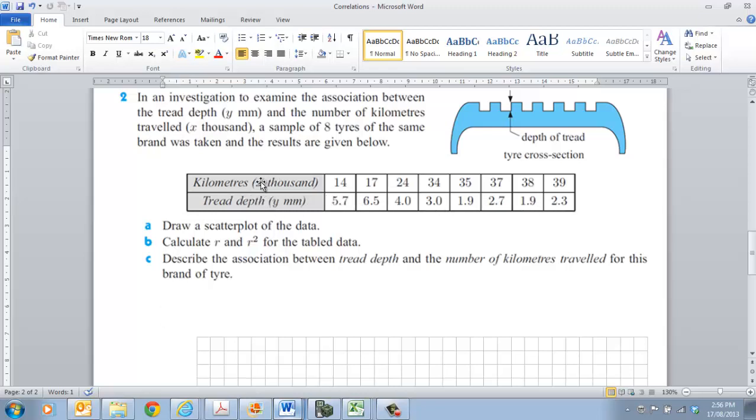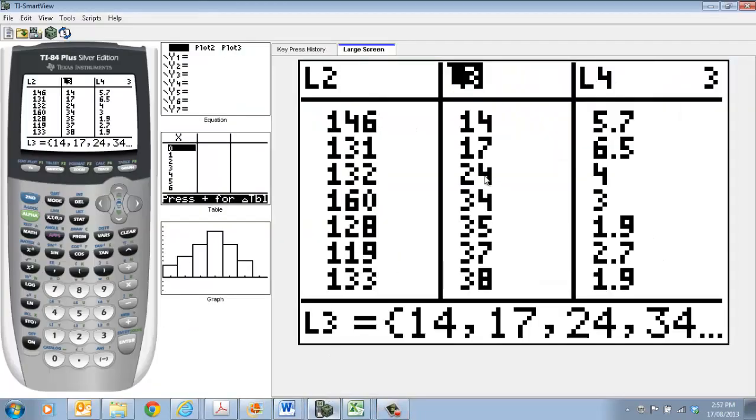So this is going to be our x value because we're setting the number of k's you're doing, and then we're measuring the tread depth, which is our y value. Traditionally the independent variable, the one that you set, goes along the x-axis. The dependent variable, the one that you measure, goes along the y-axis. So keep that in mind. All we're going to do is type those values in, and I've done that for you, so it saves time. So we've got our values in there.